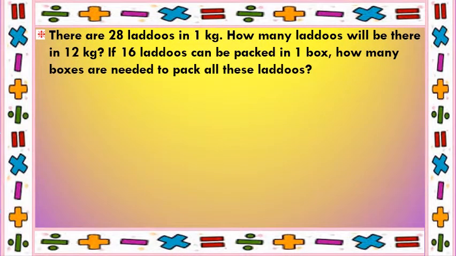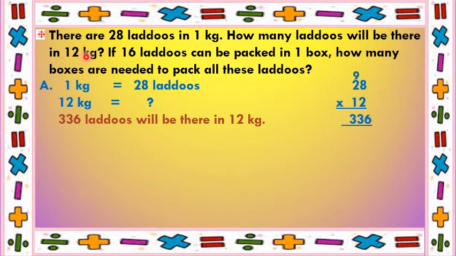Next question. There are 28 laddus in 1 kg. How many laddus will be there in 12 kg? Answer, it is given that in 1 kg 28 laddus are there. So in 12 kgs, how many laddus will be there? Using cross multiply and divide, multiply 28 with 12. So 12 eights are 96, put 6 down, 9 carry. 12 twos are 24 plus 9 is 33. So 336 laddus will be there in 12 kg.